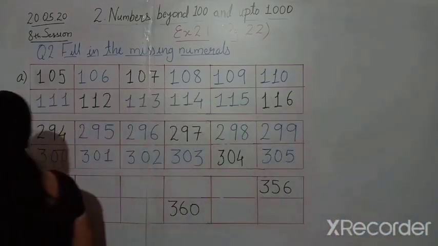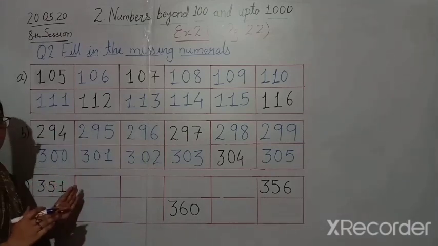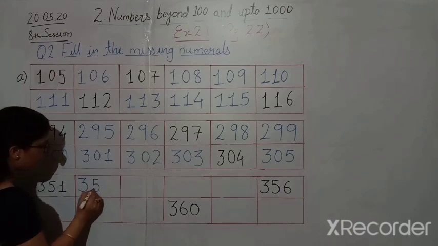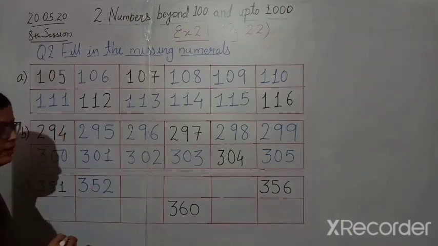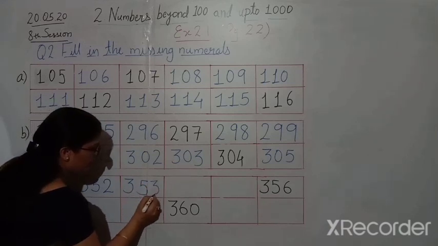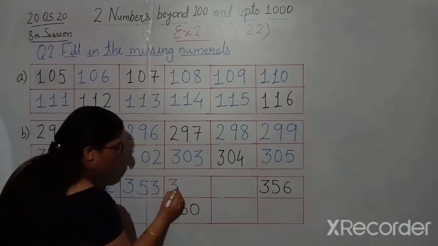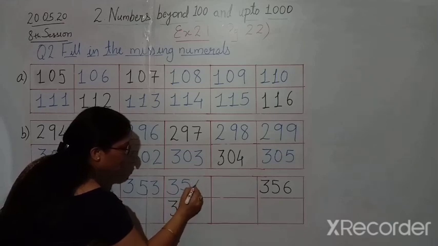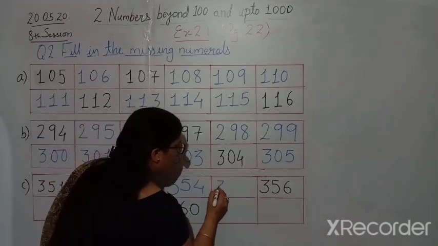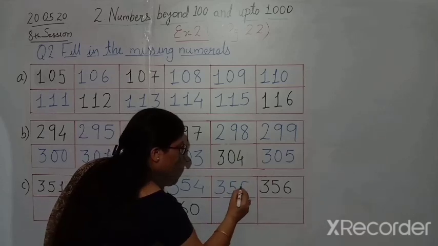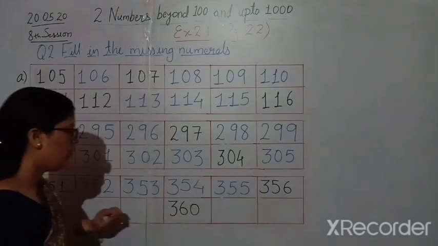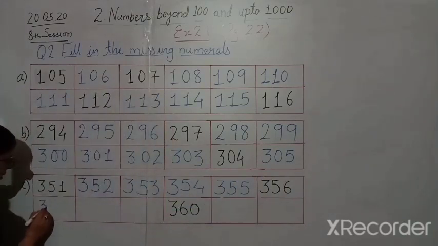351. So what comes after 351? 352, then 353, 354, 355, 356 is given. Now the next number will be 357.